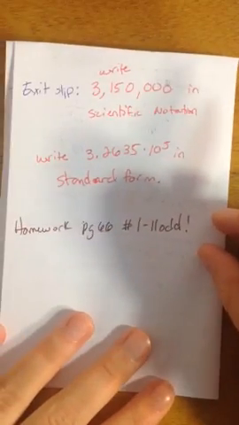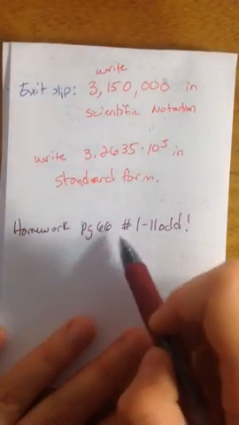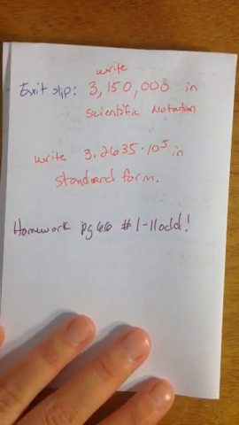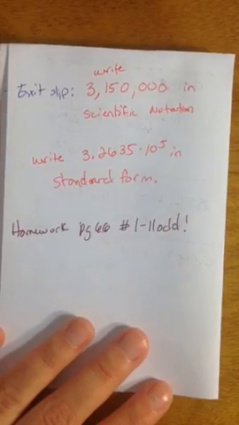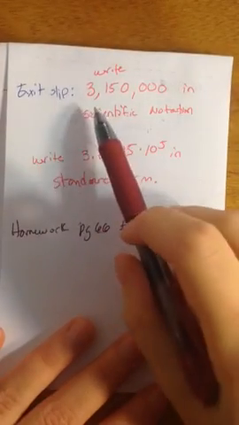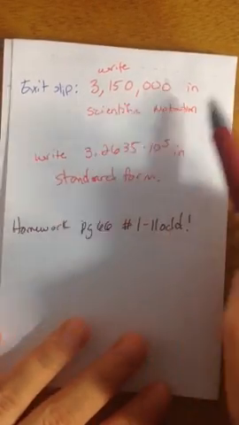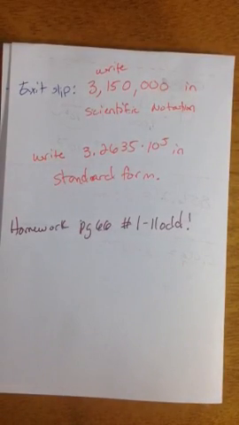So let me show you your exit slip. I have this written from the previous time I had to do this video. So there's your exit slip. And then your homework is page 66, numbers 1 through 11 odd. And you can pause it here and finish the exit slip. You're going to write 3,150,000 in scientific notation and 3.2635 times 10 to the 5th in standard form.